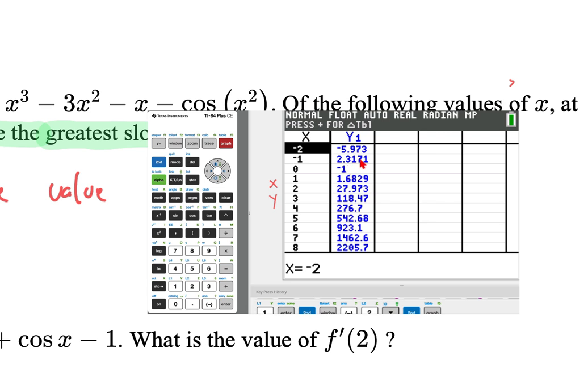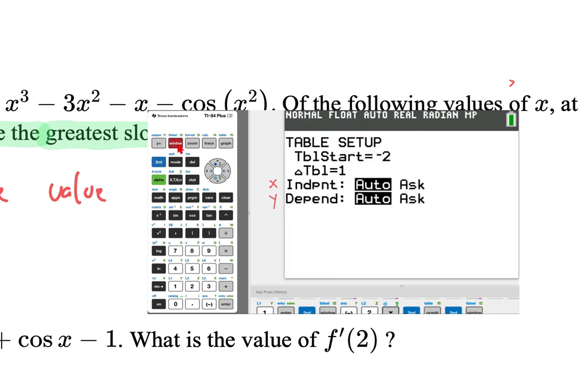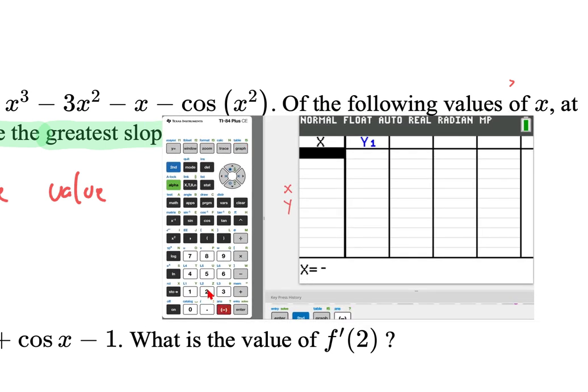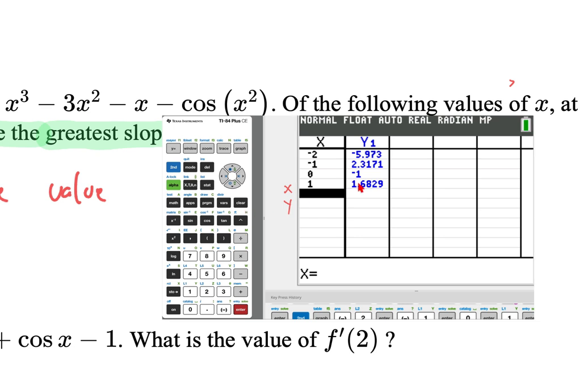Okay, and then the last way, let's say the table doesn't go up by the same amount. Let's say you just want to plug in some random x values. So you do second table set, and then just change the independent to ask instead. Okay, so now it'll ask for the x value, and we can just plug it in separately and you get the same thing. And that's our biggest slope, that's our x value that had the biggest slope, so that's our answer. Okay, so there's 3 different ways to do it, at least that I know of.